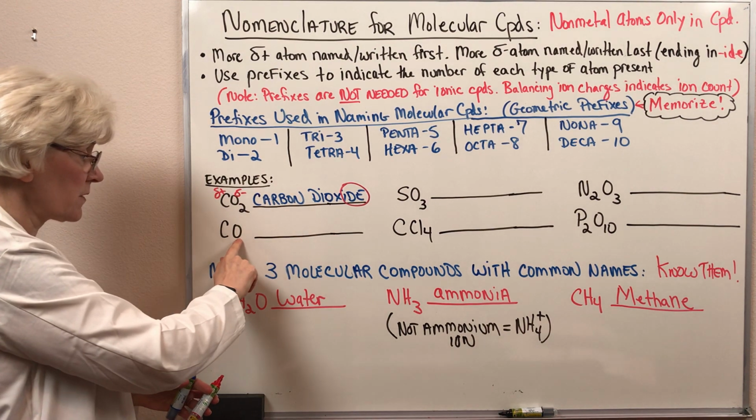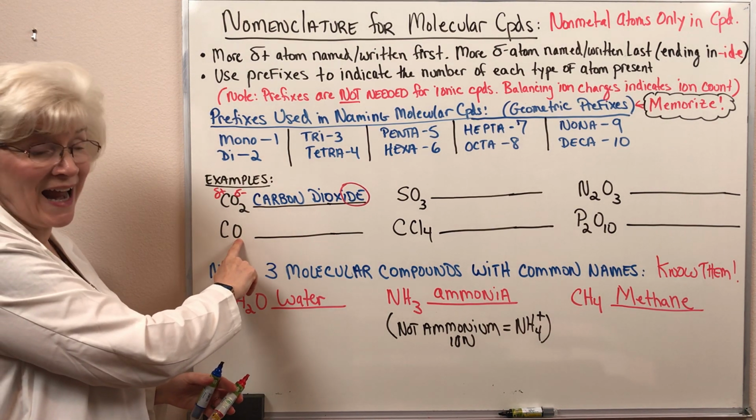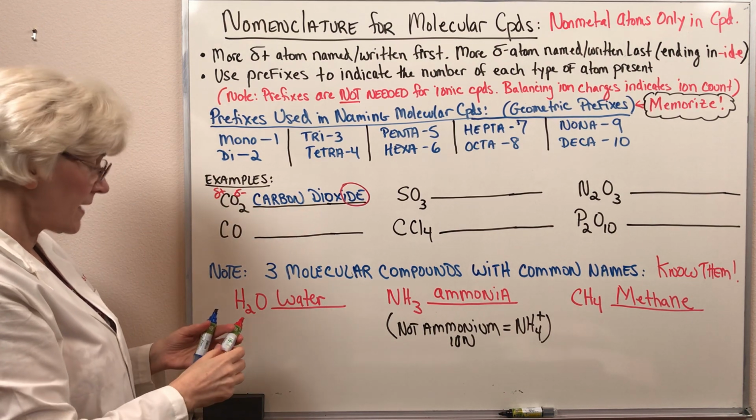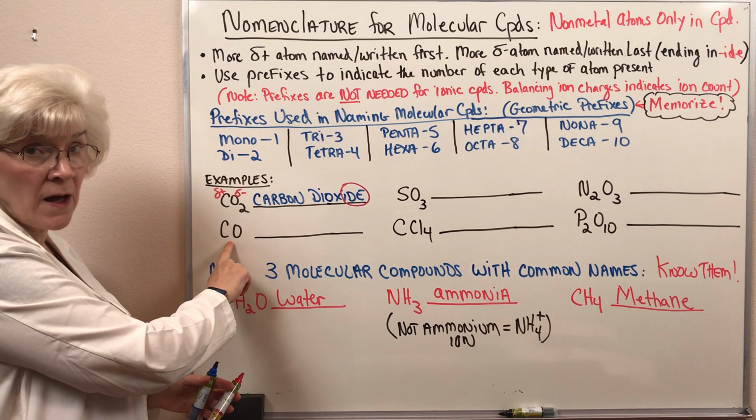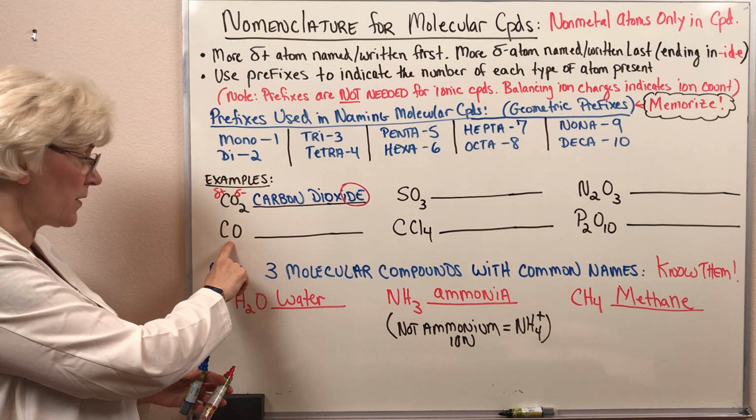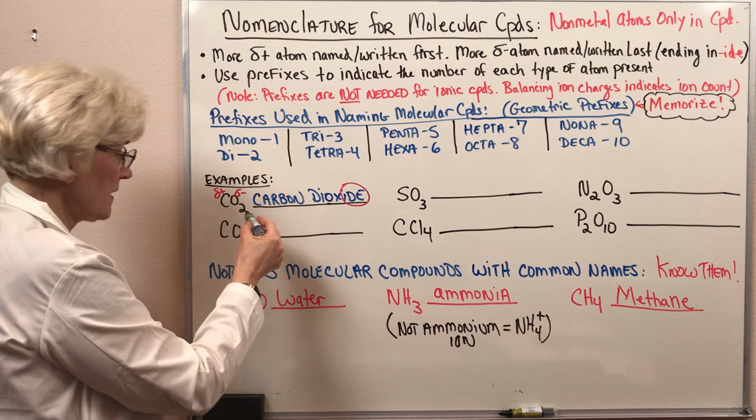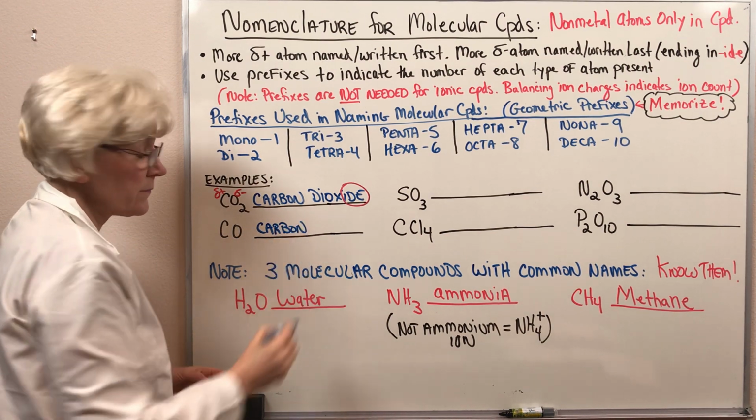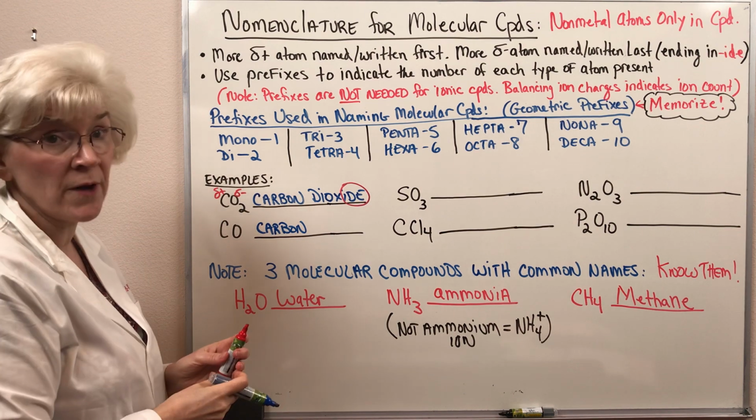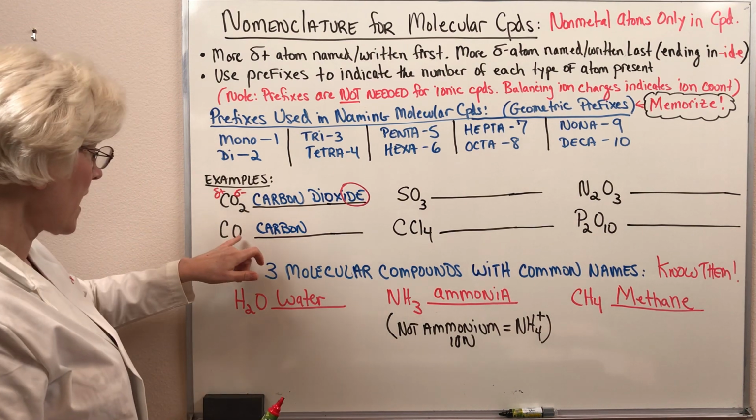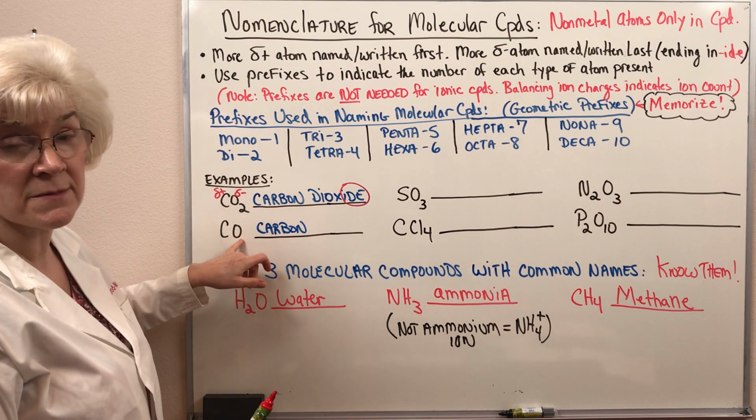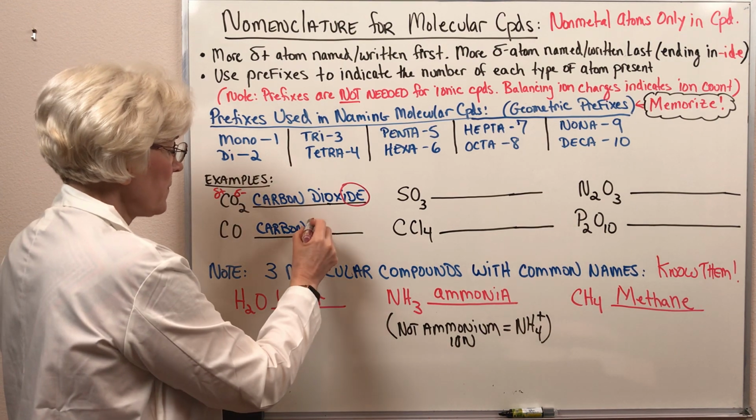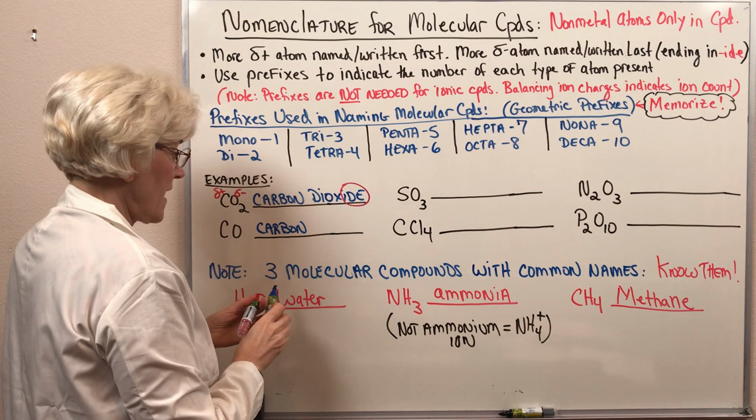However, if there's only one of the second atom present, then the situation changes. Again, this is a familiar compound to many people. What is the name of it? Carbon. So only one carbon atom present, prefix mono understood, but now we need to use the prefix mono with the oxygen and call this carbon monoxide.